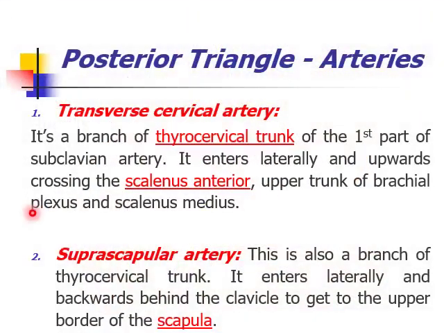The next content of the posterior triangle would be the arteries of the posterior triangle. We've got 4 arteries. We've got the transverse cervical artery. It's a branch coming from the thyrocervical trunk, which is coming from the first part of the subclavian artery. It enters the posterior triangle laterally and upward, crossing the scalenus anterior, upper trunk of the brachial plexus, and the scalenus medius.